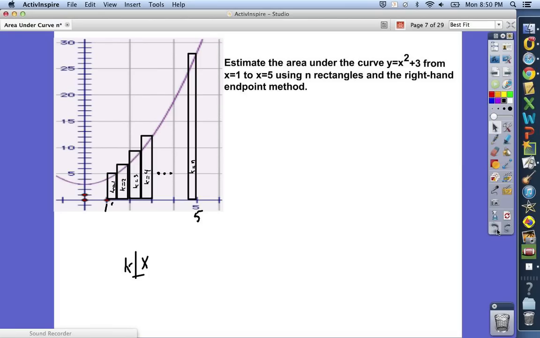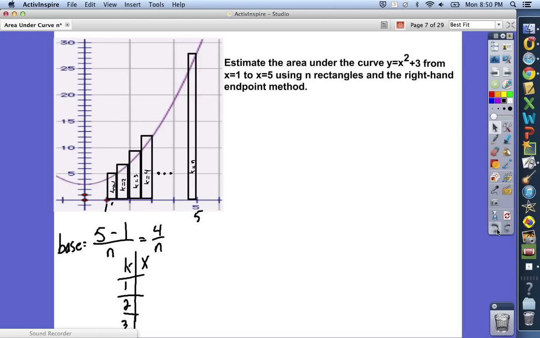To calculate the base of each rectangle, we take the highest value of the interval, in this case 5, minus the lowest x value in the interval, in this case 1, divided by the number of rectangles. In this case we are using n rectangles. So the base of each rectangle is 5 minus 1 divided by n, which gives us 4 over n. So the width of each rectangle, the delta x, or the base of each rectangle, is 4 over n.